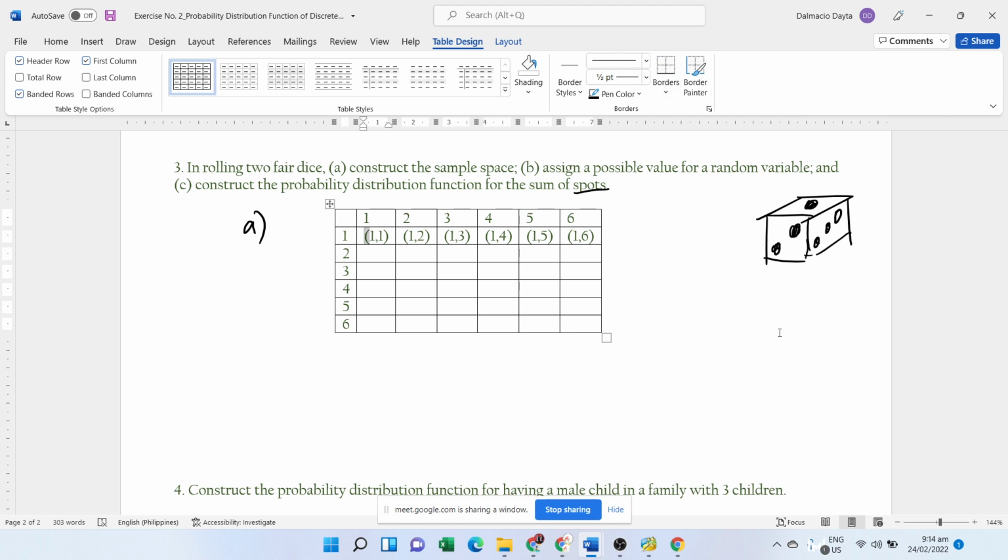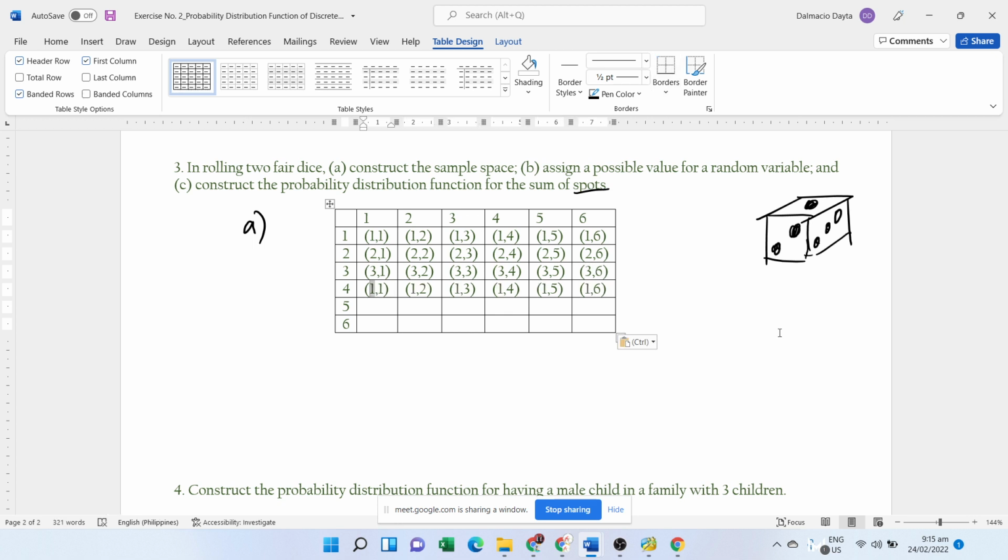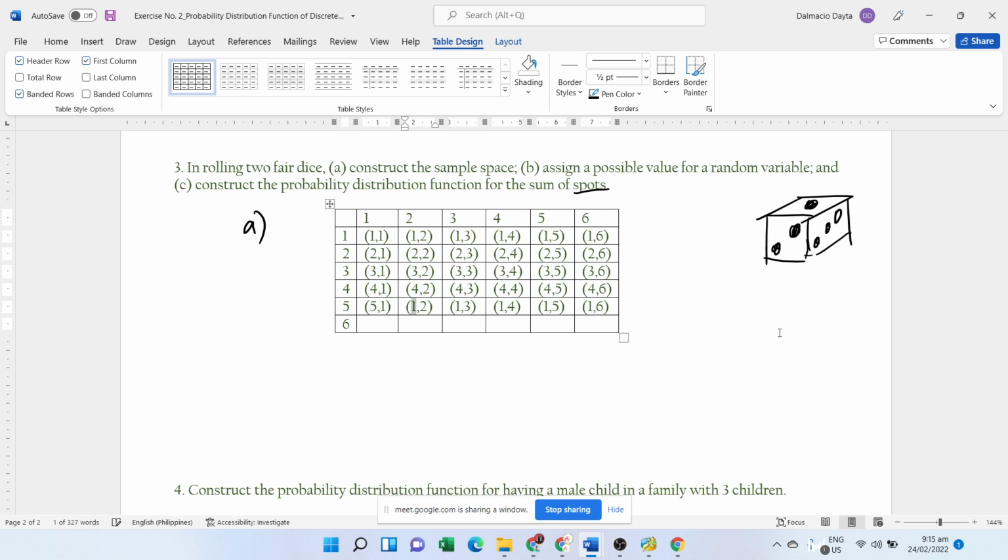Next, sunod-sunod na yan. Kapag 2 naman yung una, edi 2, 1, 2, 2, 2, 3, 2, 4, 2, 5, at saka 2, 6. Kapag 3 yung unang dice, 3, 1, 3, 2, 3, 3, 3, 4, 3, 5, 3, 6, and so on. Kumpletuhin na natin para hindi na malito pa yung iba. Isang line na lang.